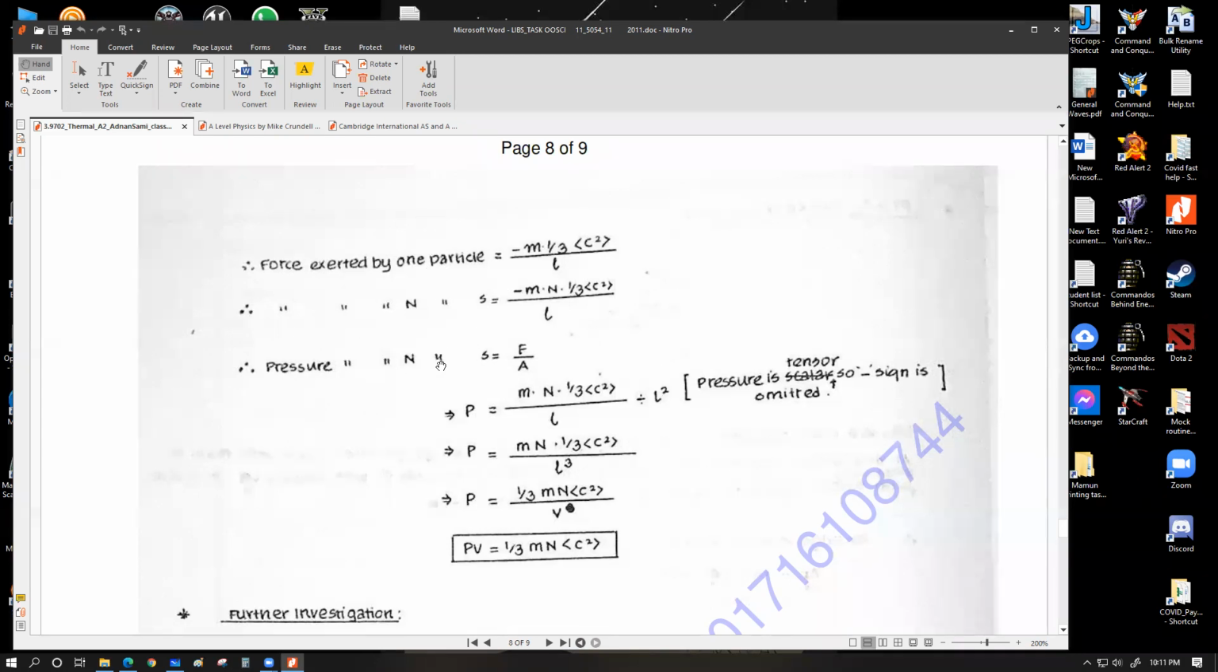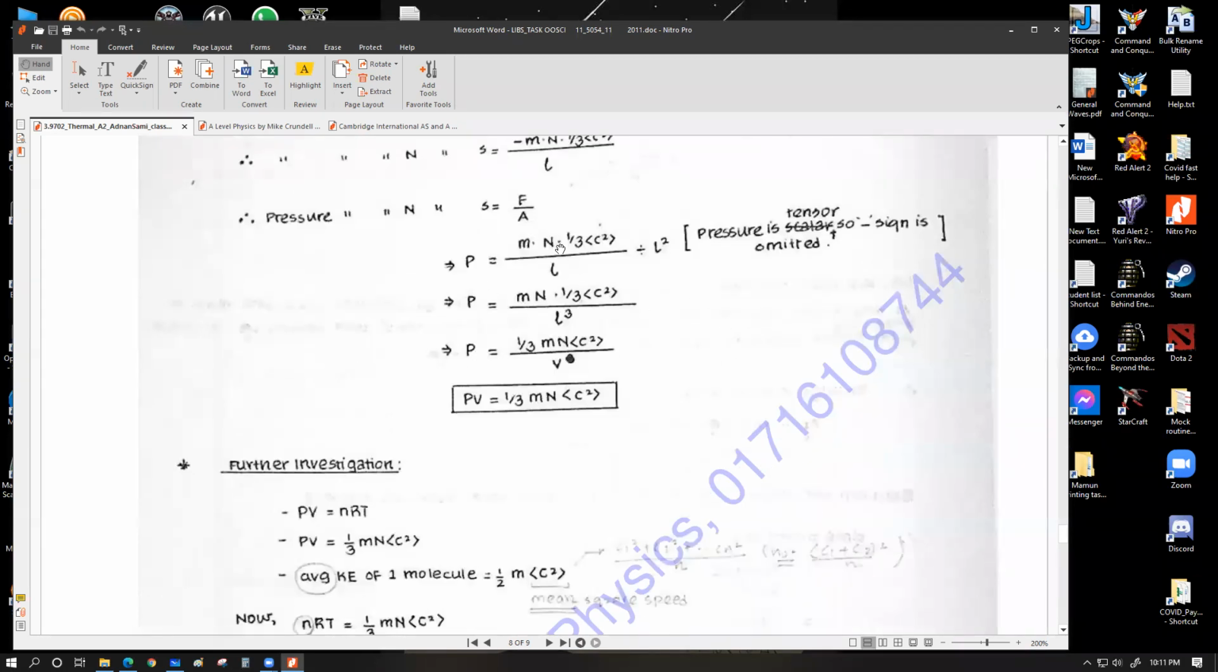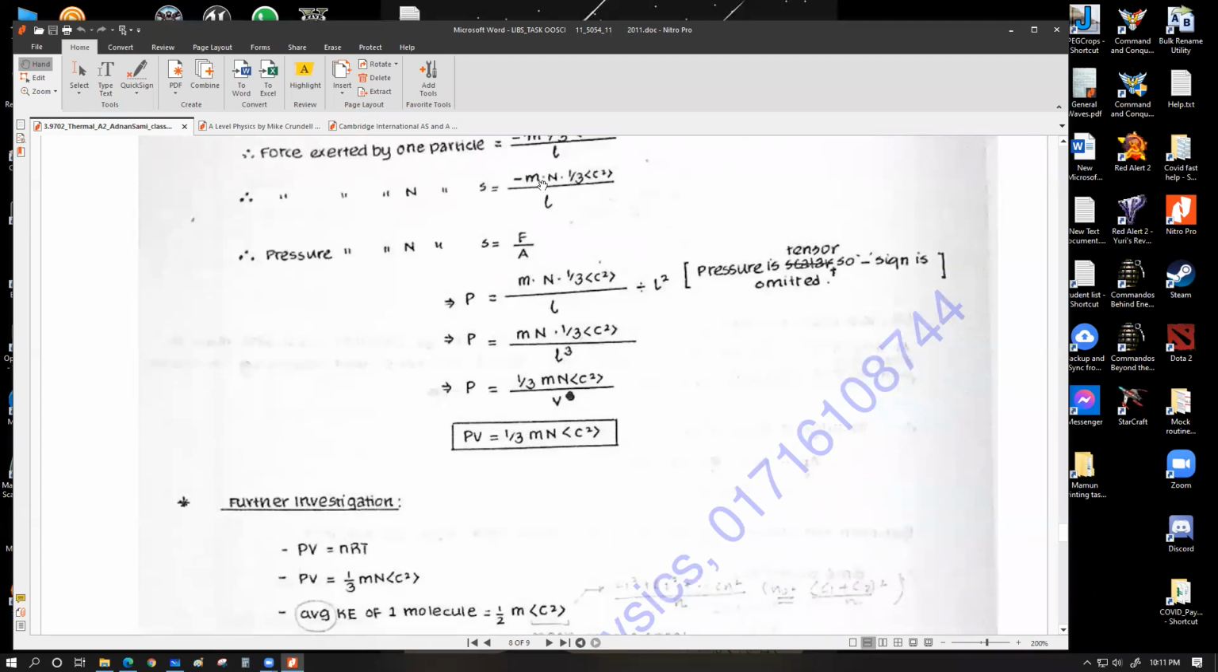So pressure exerted by n particles is given by F divided by A, which is force over area. So P equals mn 1/3 c square divided by L, which is this whole expression, divided by L square. Pressure is a tensor, so the minus sign is omitted.